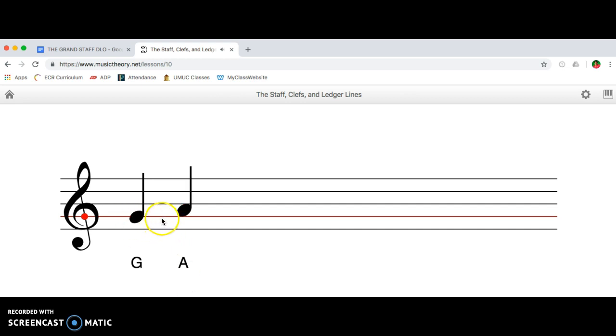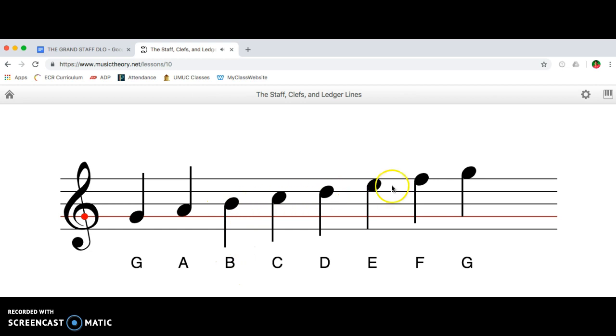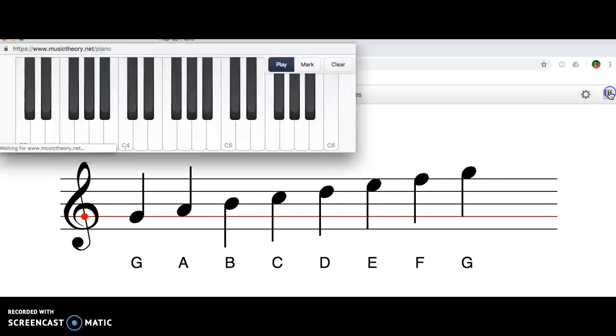Now notice that we are going up, but we did not go from G to H. There is no H note. It goes all the way back to A. The note following A is B. And then the process continues all the way up to C.